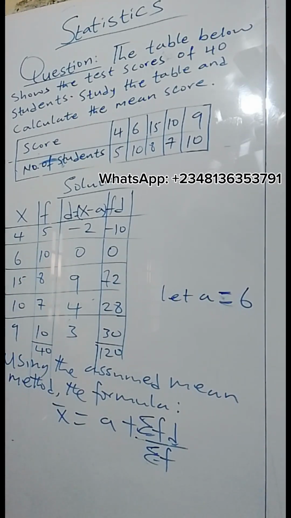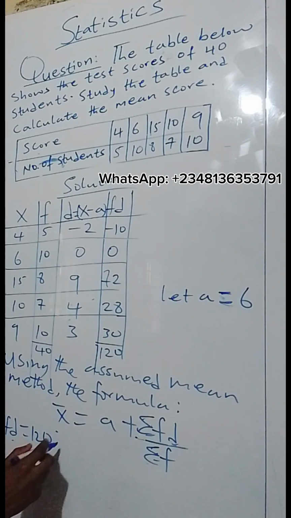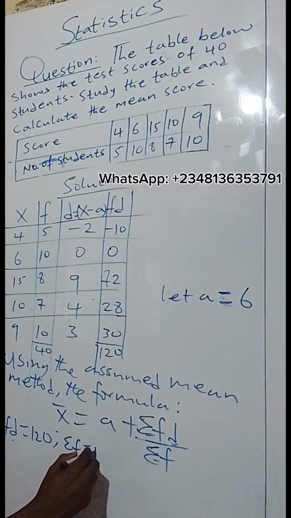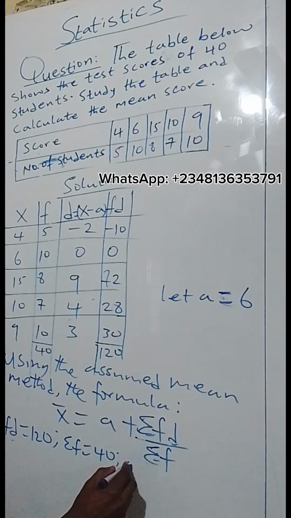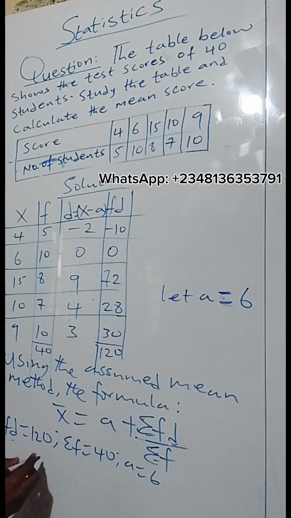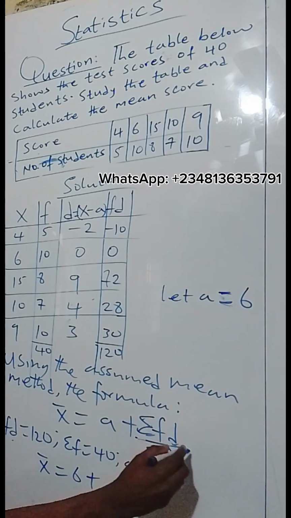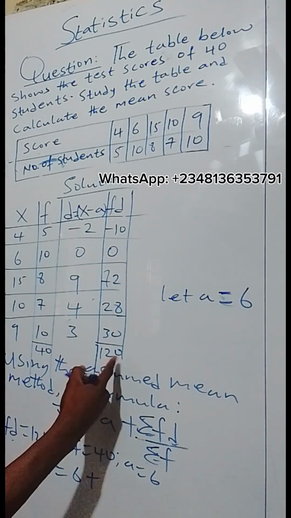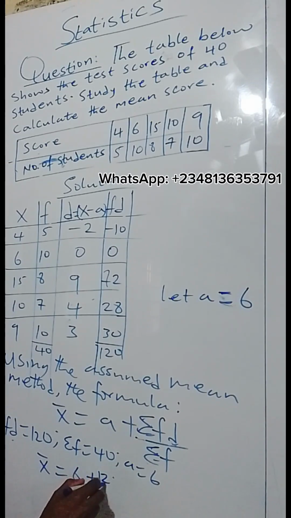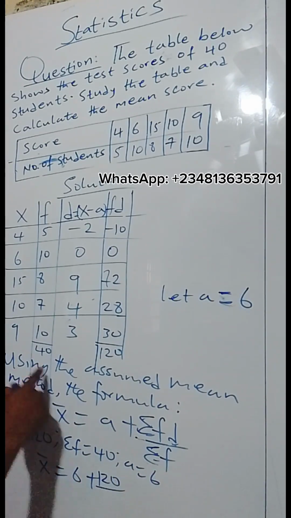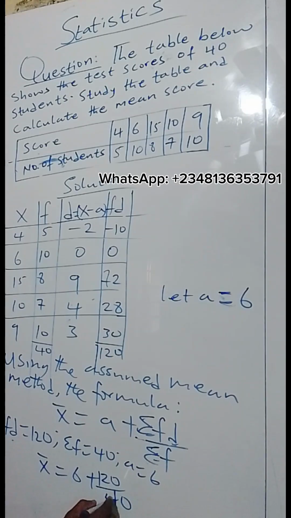So we are good to go. We already know our summation fd is equal to 120. Then we have our summation f is equal to 40. Then we know that our a is equal to 6. So we just need to plug into this formula. Going back to the formula, I have x bar is equal to a. What's our a? That is 6, plus summation fd. Here is the summation fd, 120, divided by summation f, that is 40.